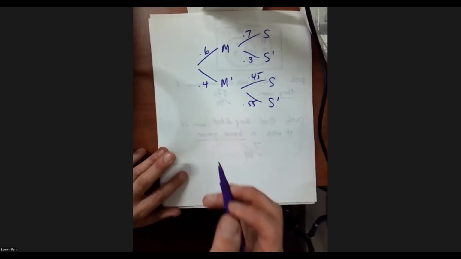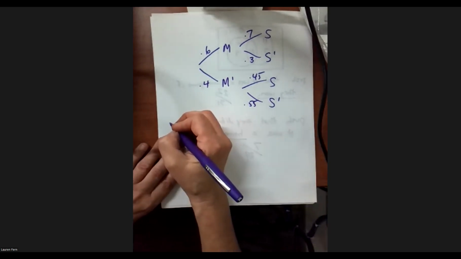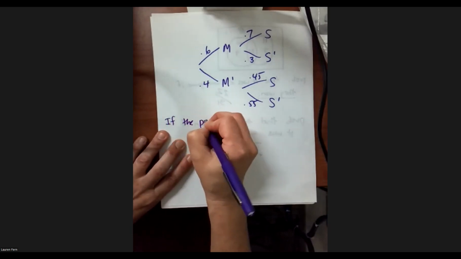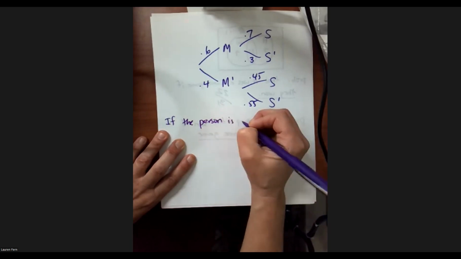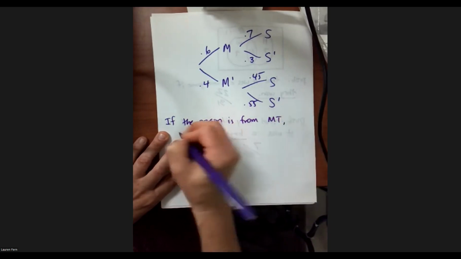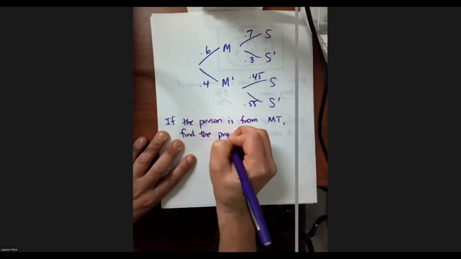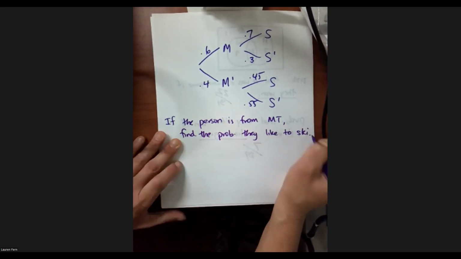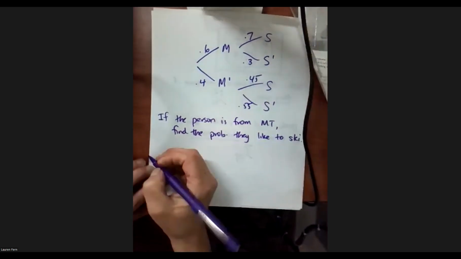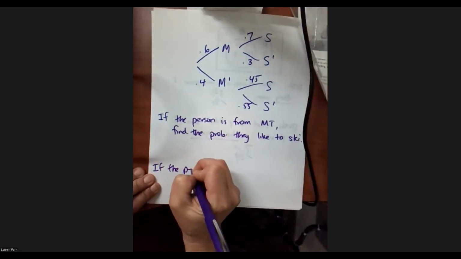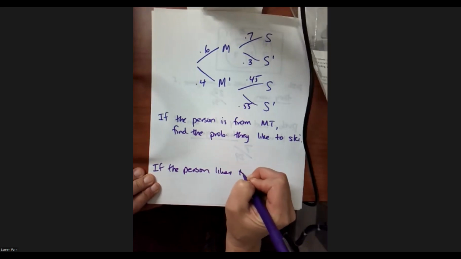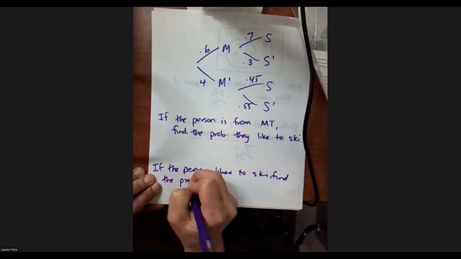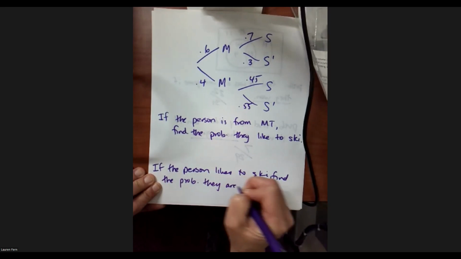So from there, what I want to ask you are 2 conditional questions. If the person is from Montana, find the probability they like to ski. And then I'm going to contrast that with if the person likes to ski, find the probability they are from Montana.